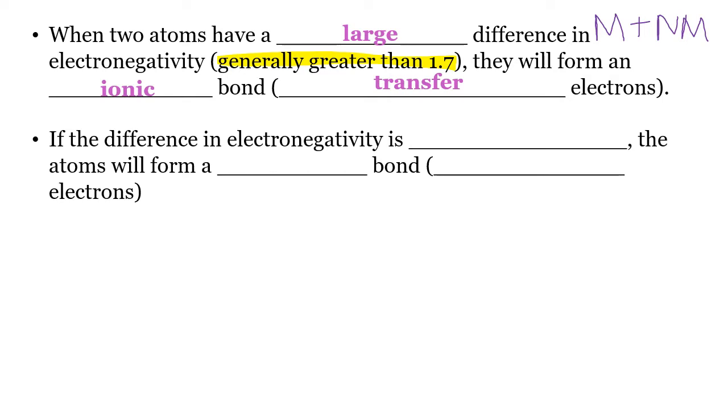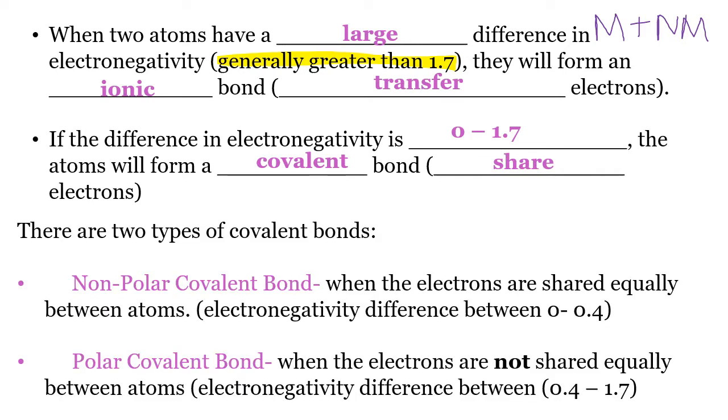But when the electronegativity difference is relatively small, between 0 and 1.7, they form a covalent bond, which means they share electrons. Now there are two types of covalent bonds. We have nonpolar covalent bonds, where electrons are shared equally between atoms, and polar covalent bonds, where electrons are not shared equally between atoms. That's determined by their electronegativity difference. If the difference is between 0 and 0.4, it's nonpolar covalent. Between 0.4 and 1.7, it is a polar covalent bond.